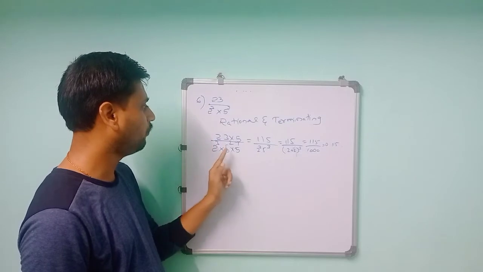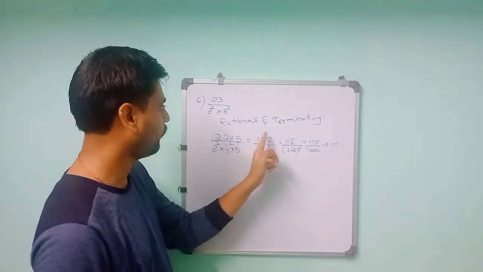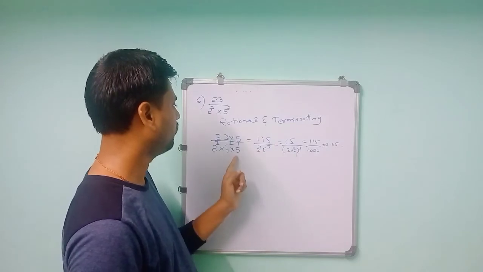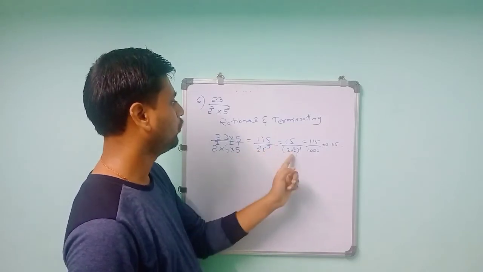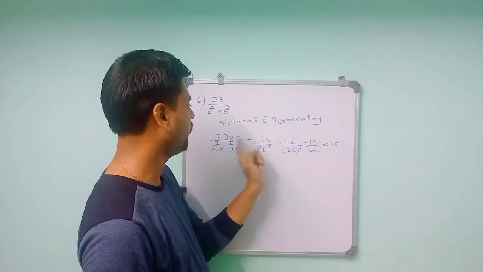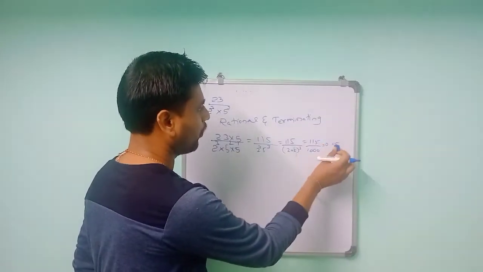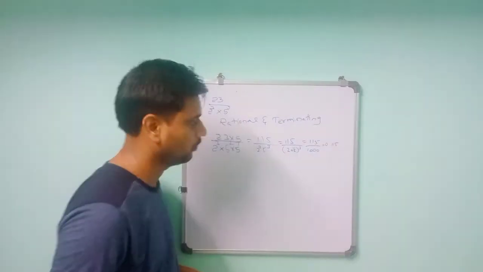So 2 raised to 3 is there, 5 square is there. To balance this, you have to multiply by 5. 23 times 5 is 115. This is 2 cube and this is 5 cube. So it is same now: 2 into 5 cube. 2 into 5 is nothing but 10, 10 cube is nothing but 1000. 115 divided by 1000, 3 zeros are there. So 1, 2, 3 decimal places, 0.115.